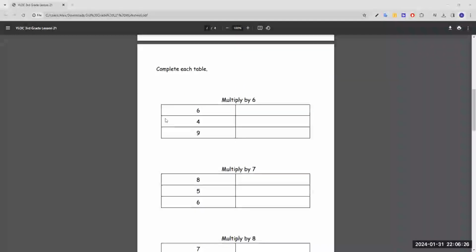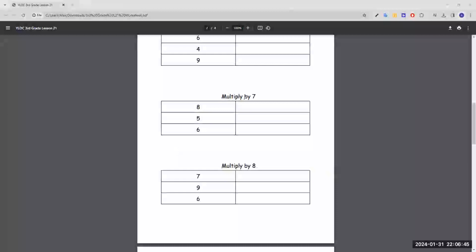Now moving on to completing each table. So we have to multiply 6, 4, and 9 by 6. 6 times 6 is 36. 6 times 4 is 24. 6 times 9 is 54. 8 times 7 is 56. 8 times 5 times 7 is 35. And 6 times 7 is 42. 8 times 7 is 56. 8 times 9 is 72. And 8 times 6 is 48.